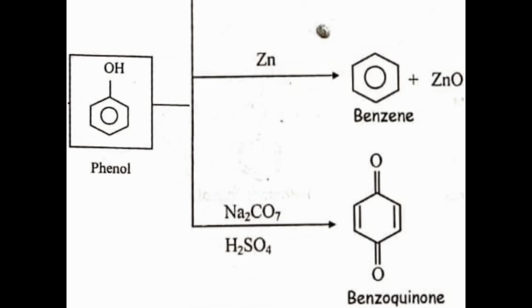So let's continue further. Now phenol reacting with zinc. This is a very basic and simple reaction. This O will come along with zinc to form ZnO, and the remaining benzene is directly formed. Now when phenol reacts with Na2Cr2O7, chromic acid, it will result in the formation of benzoquinone, which is a diketone, and it is also a conjugated diketone because you can see the conjugation of the double bonds and the single bond in this product, benzoquinone.